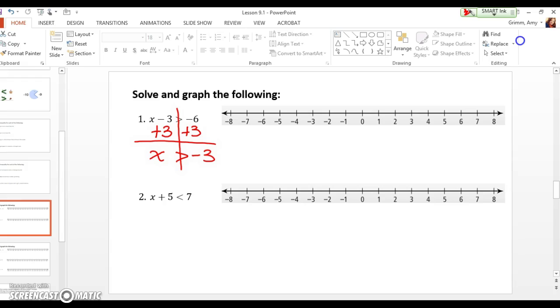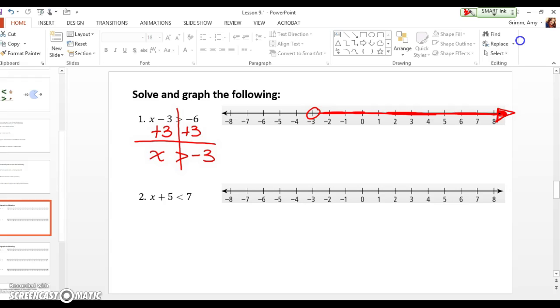Does this solution include -3? X is greater than -3. Does it include it? No. So what you're going to do is put an open circle on -3 because it doesn't actually include that number. But you just told me a whole bunch of numbers bigger than -3, and it includes all the fractional answers. So you're going to shade this, because that's showing all of the fractional answers, all the way to infinity and beyond.